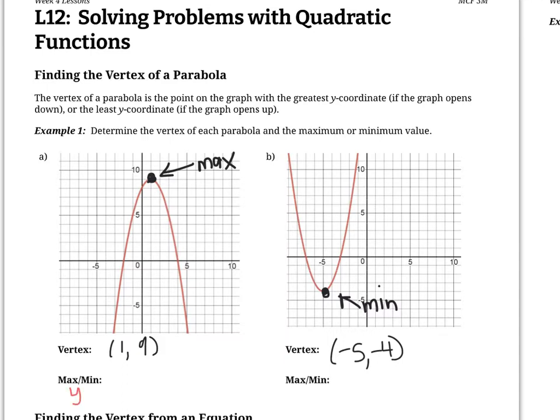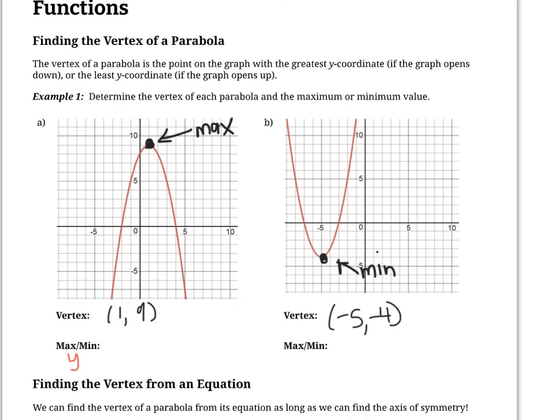Remember the domain of a parabola? The domain is x as an element of all real numbers. So there is no maximum or minimum of the x values. So when asked for the vertex, we're looking for a coordinate. But when we're asked for the maximum or minimum value, this is the y value.